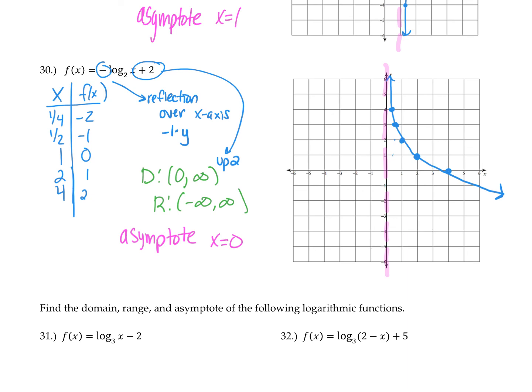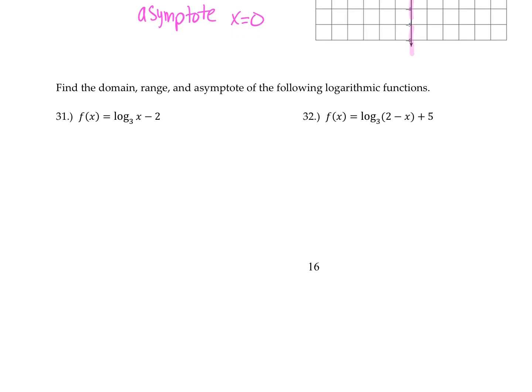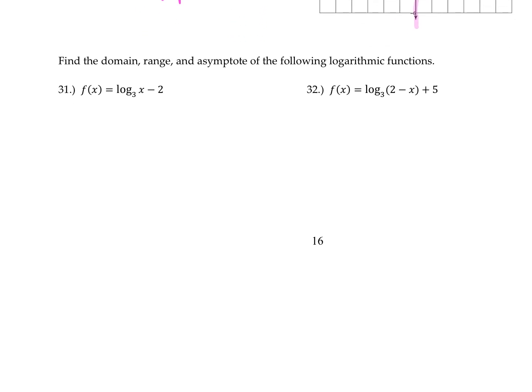All right, so these last ones, they want us to find the domain and range and asymptotes of the following log functions. So again, the domain of the basic function is 0 to infinity, and the range would be negative infinity to infinity, and my asymptote would be at x equals 0. So if this is shifted just down 2, this is going to have no change to the regular domain or range. So my domain is still going to be 0 to infinity. My range is still going to be negative infinity to infinity. And my asymptote is still going to be at x equals 0.